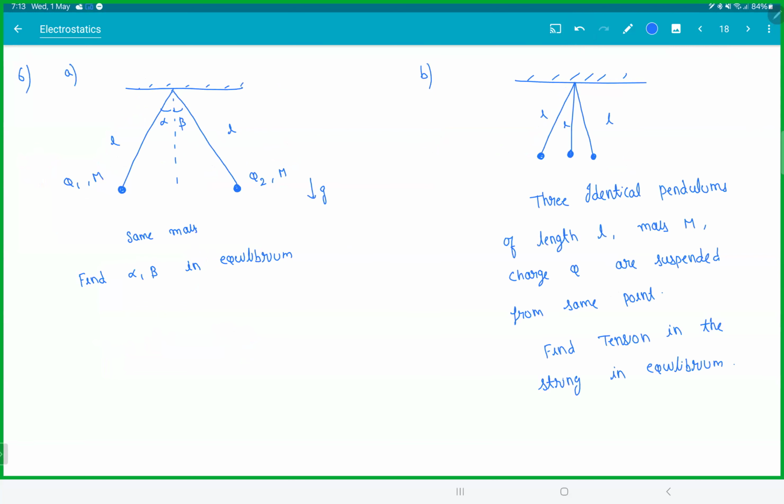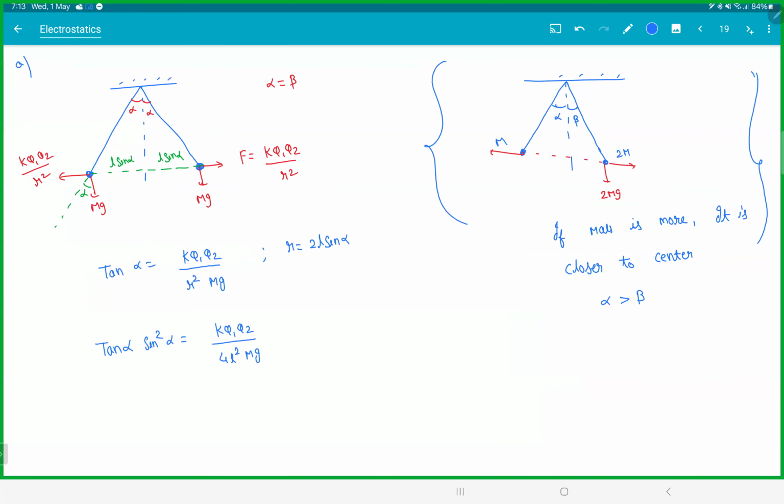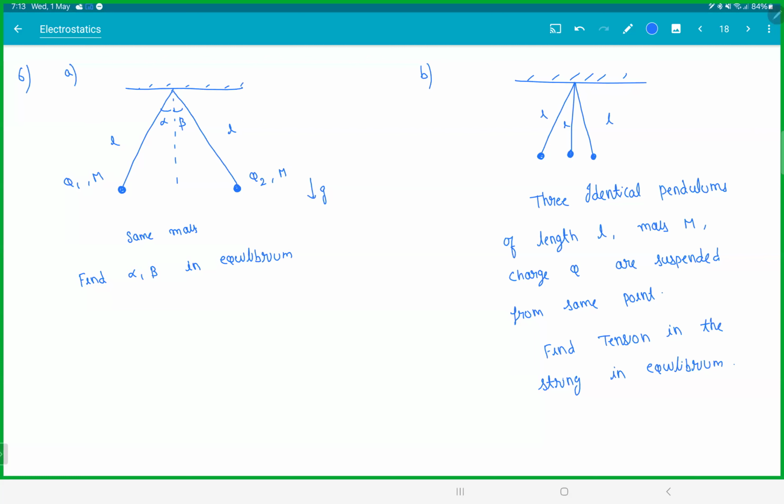Get this. What if there are 3 pendulums now? They're suspended at the same point and they're in equilibrium. Find the tension in the string. Any doubts on this A part, please ask. This is a standard question, proper mains and BITS level question. The second is a good one. Give it a try.